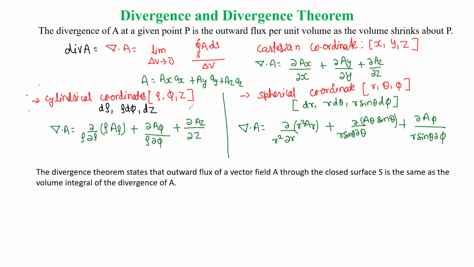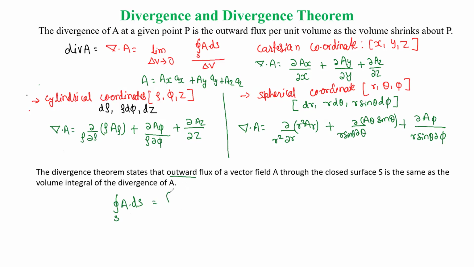That is also very important. The divergence theorem states that the outward flux, and here outward flux we always consider as positive, that's why, the outward flux of a vector field A through a closed surface is the same as the volume integral of the divergence of vector A. So here we have a relation between the surface integral and the volume integral. The surface integral of vector A over the closed surface, that's why we put the circle on the integration.